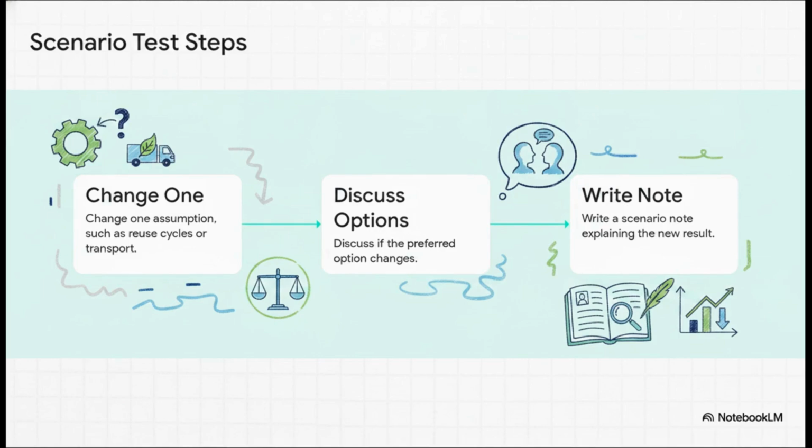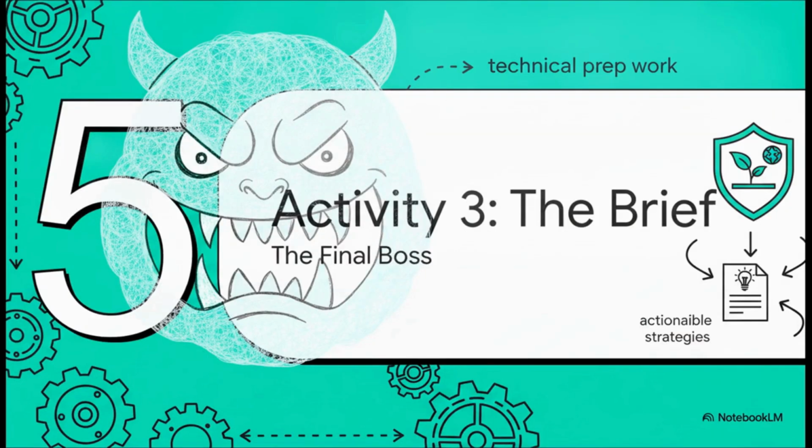Step 1, take your model and change just one assumption. Step 2, discuss with your group if your preferred option is still the best choice, or if that single change flipped the result entirely. Step 3, write a short scenario note. This is your required evidence. You need to explain the assumption you tweaked, the new result, and, most importantly, what it implies for your final decision. And this brilliantly illustrates why we need part 5.